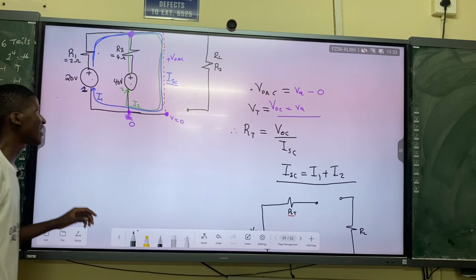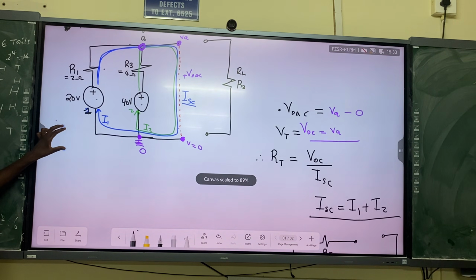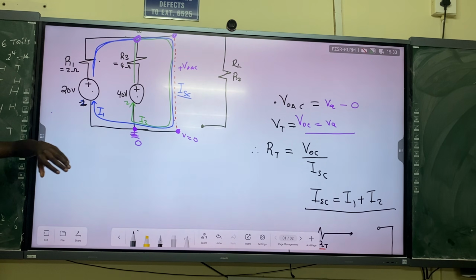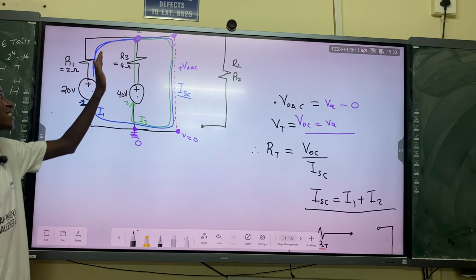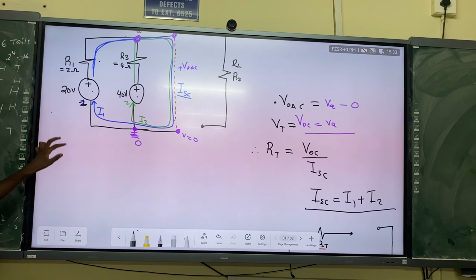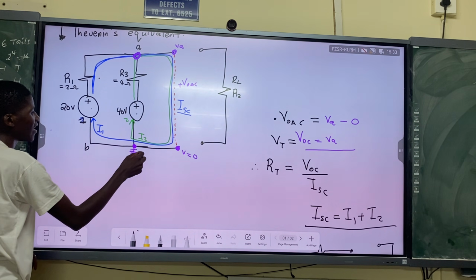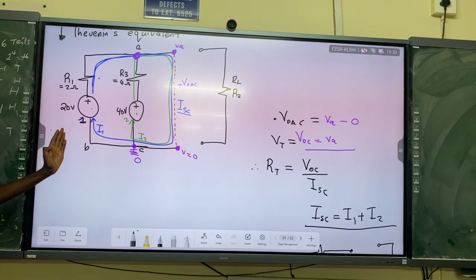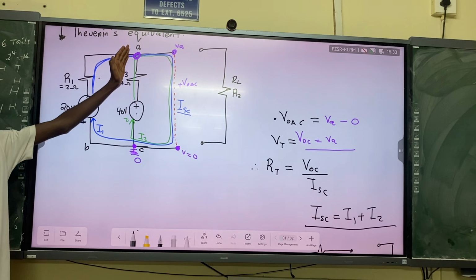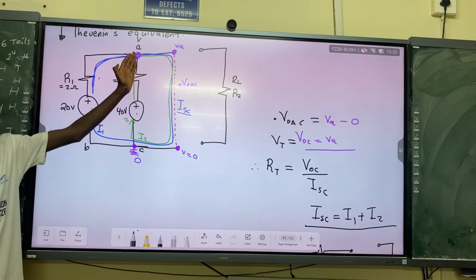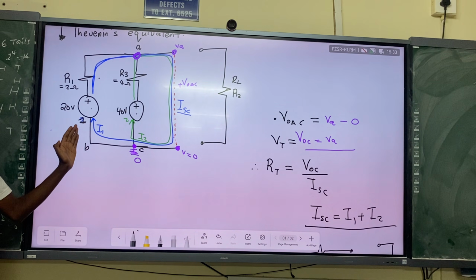Let's try to apply that. How can we calculate I1 or I2? Which law can we use to calculate I1 or I2? We can use Kirchhoff's law, loop current. Yes, because our currents are making a loop. So if we consider a loop, let's say this is A, basically this is B, and maybe this is C. We can loop B, A, C, and back to B.